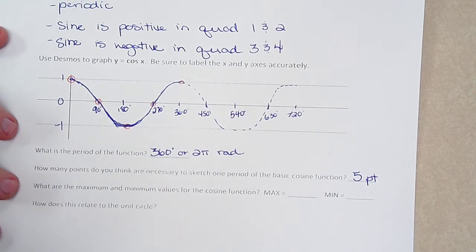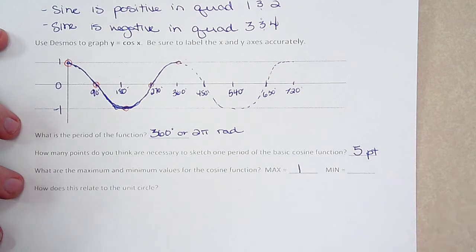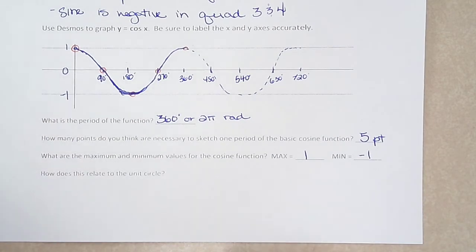5 points. What are the max and min? Just like on the unit circle. It's a unit circle. It's a radius of 1. Its max is always going to be 1. Its min is always going to be -1. How does this relate to the unit circle? Well, same thing we set up here.